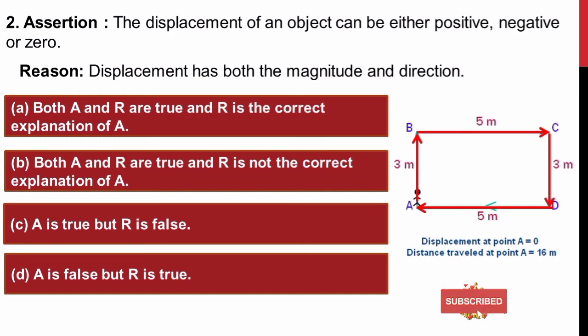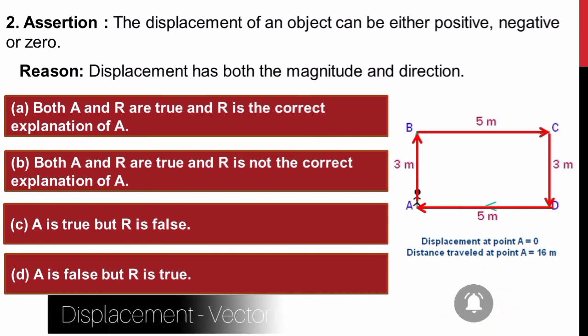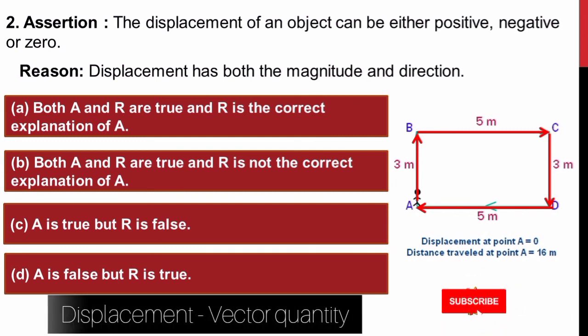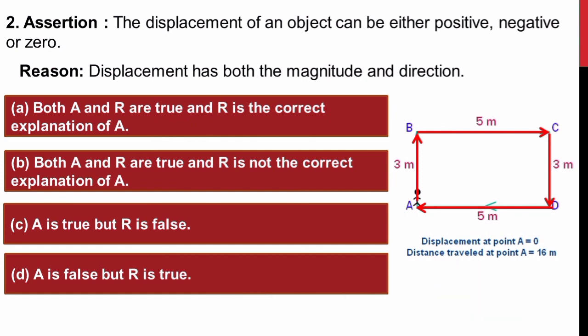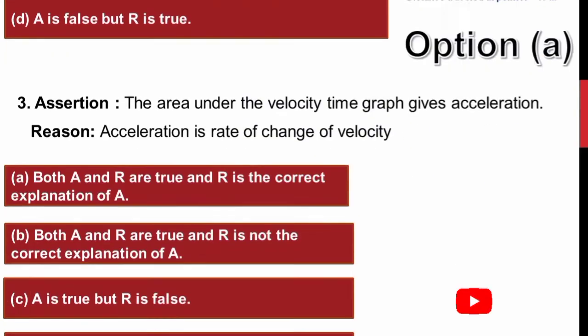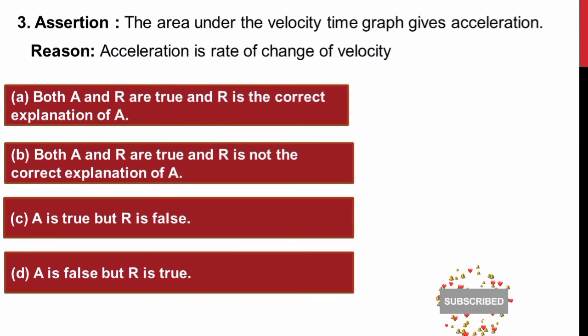Let's go to the reason. Displacement has both magnitude and direction. We know that displacement is a vector quantity, so it will have magnitude and direction. Hence, option A is correct. That is, A and R are true, and R is the correct explanation of the assertion. Since it is a vector quantity, that is why displacement has positive, negative, and 0 values. Next, we move on to the third question.